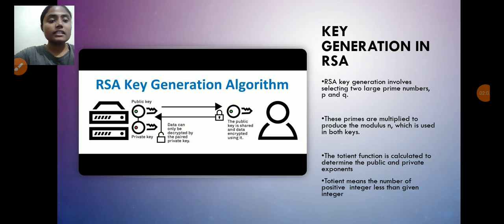Key generation in RSA. RSA key generation involves selecting two large prime numbers P and Q. These primes are multiplied to produce the modulus n, which is used in both keys. The totient function is calculated to determine the public and private exponents. Totient means the number of positive integers less than the given integer that are coprime to it.